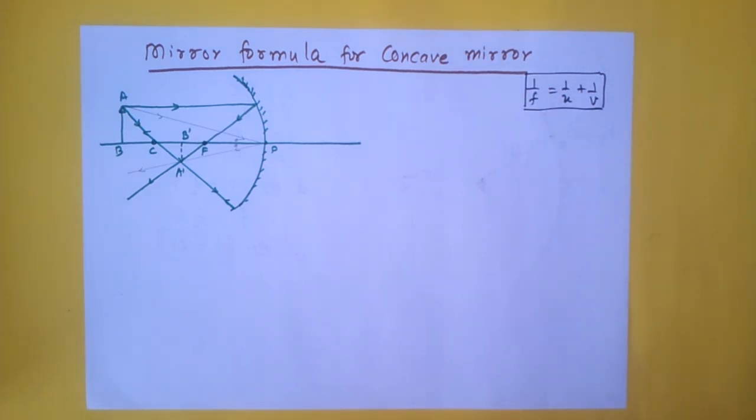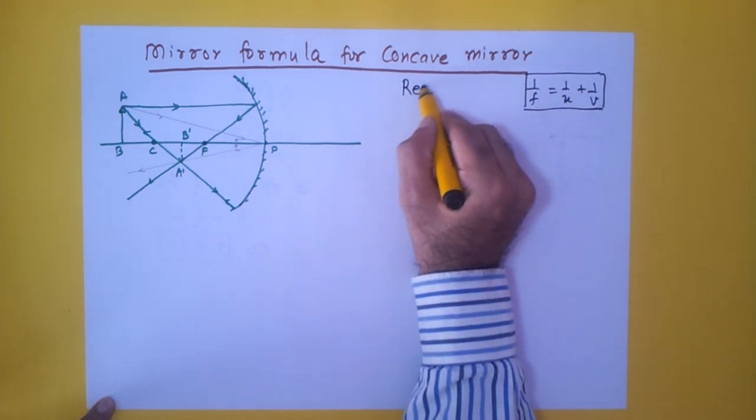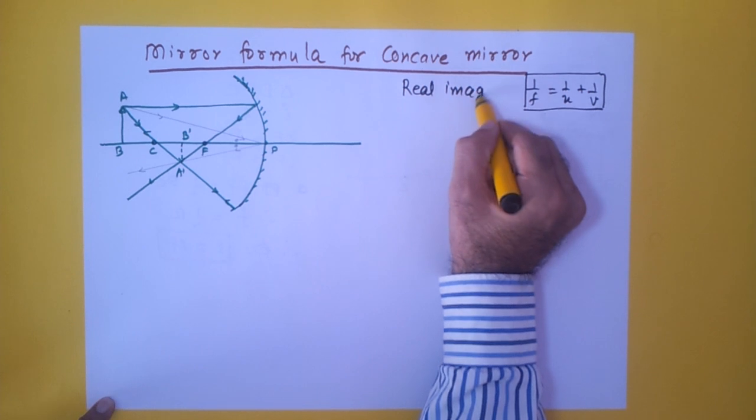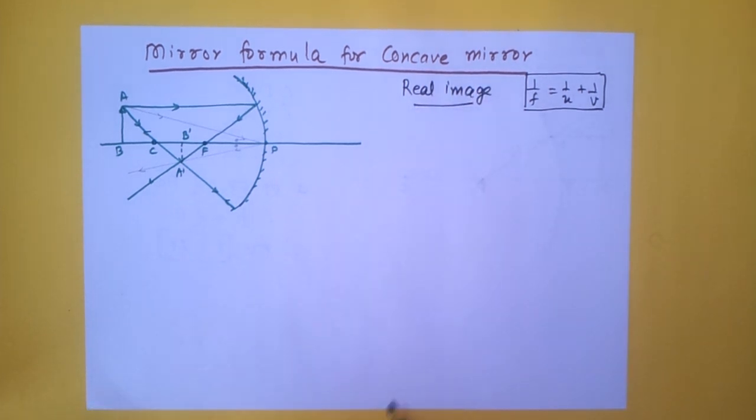Here I'm going to look at concave mirror, and within concave mirror also we're going to focus on real image. As you know, in a concave mirror you can have a real image and also a virtual image, right? So here we will look at the case of a real image.